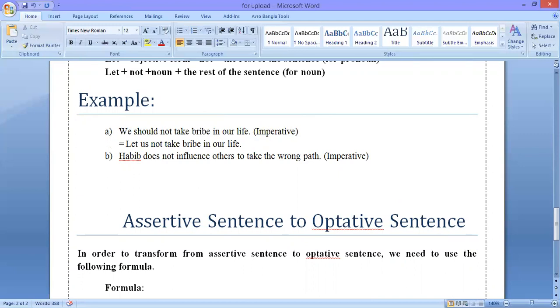Since there is a pronoun, we have used not after the pronoun, but if there is a noun, we shall have to use not before the noun.